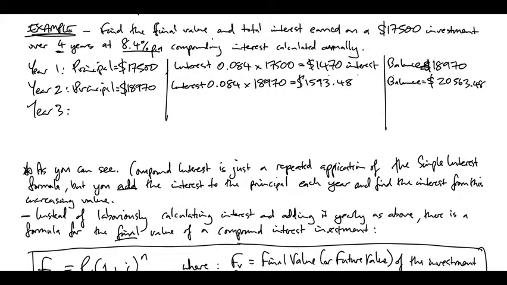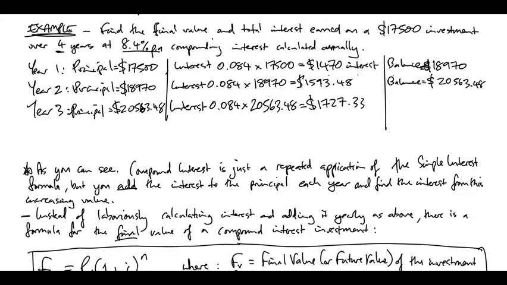Year 3, principal. It's going to be what it was from last time, 20,563.48. Interest is still 0.084. So the interest this time, 0.084 times 20,563.48, for year 3 is 1727.33. So what is the balance going to be? It's going to be whatever it started that year plus 1727.33.